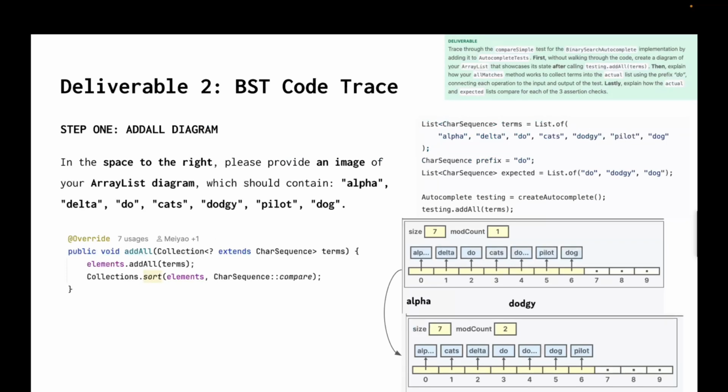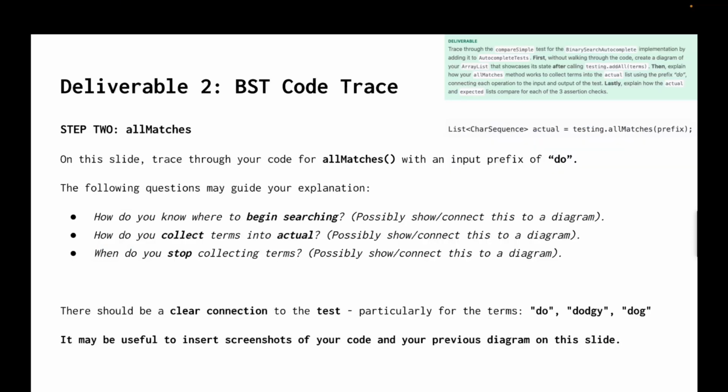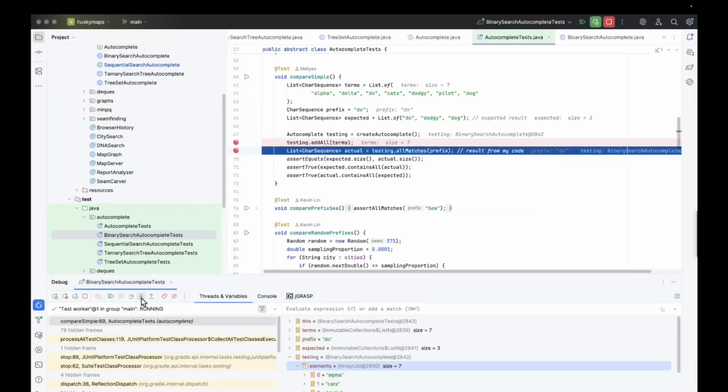The first step is to add all terms into the array list. The insertion order is not in dictionary order, but after we call testing.addAll, we call Collections.sort using this rule. So this graphic would be the accurate representation. Everything is sorted. And for allMatches, I'll go to IntelliJ and code trace line by line. So let's go ahead and step into allMatches.